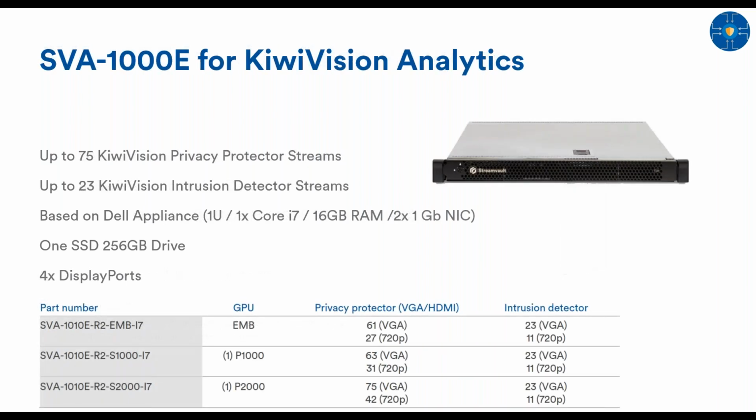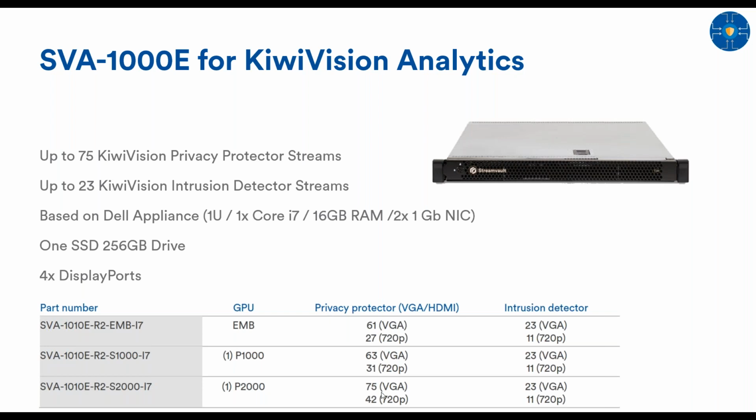The SVA 1000E. Like I was saying, that one is a Core i7, 16 gigs of RAM, dual 1 gig network cards. And we have different models here. We do sell them with GPU in them, a single P100 or a single P200 in there. As of now, it will only increase the privacy protection. As we can see, the increase is not much. We're still working on that.